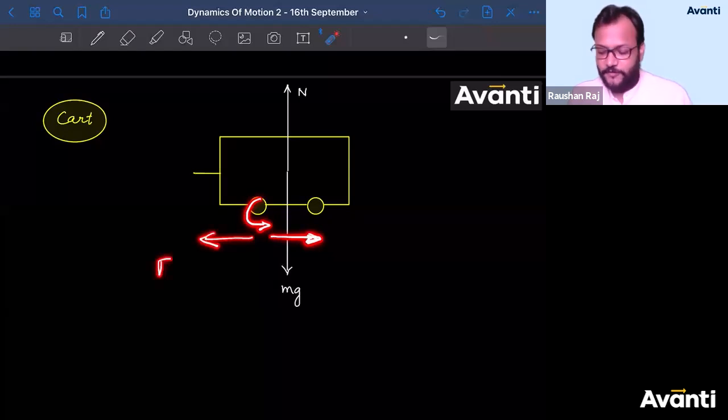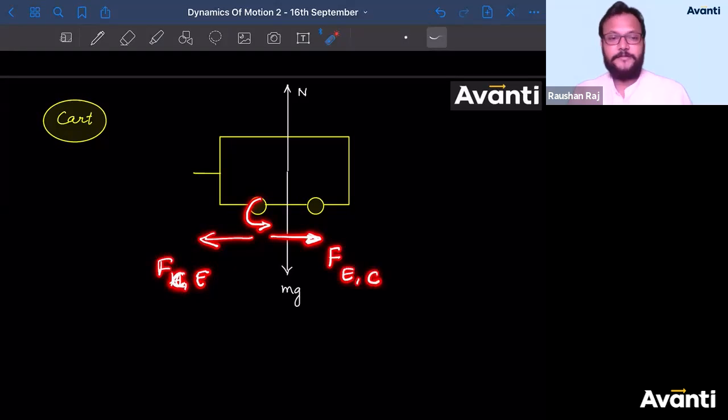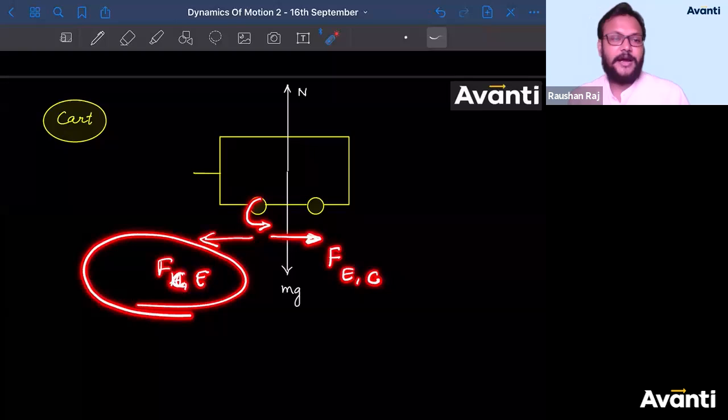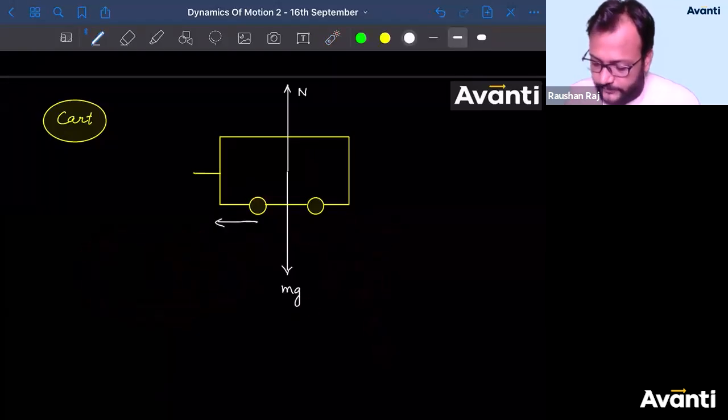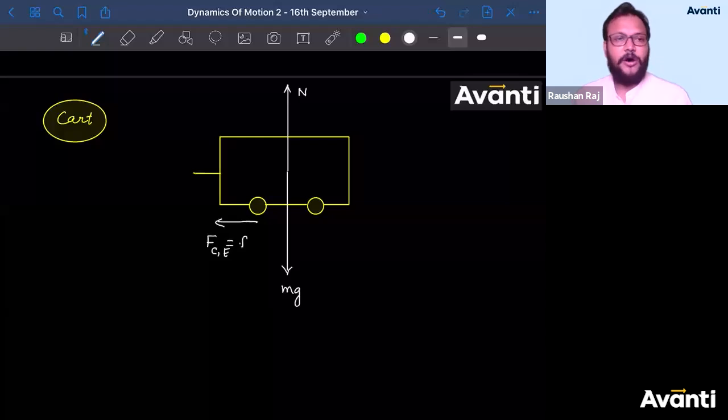So this will be the force on the cart due to earth. This is the force on earth due to cart. So which force are we interested in? We are interested in the force on the cart. So I don't have to draw this. Force on the cart due to earth, and here it will be friction. Horizontal component of the contact force is called friction. We'll study those things in later classes.